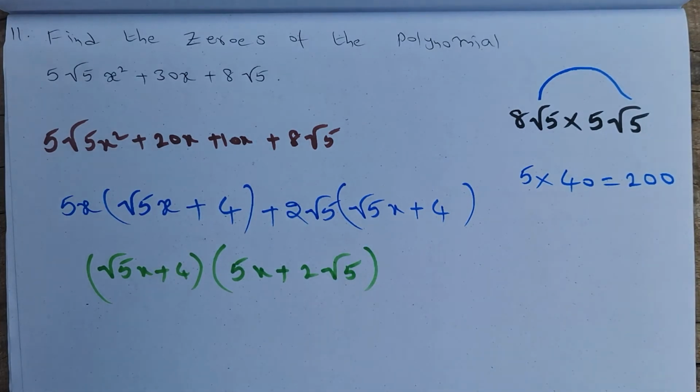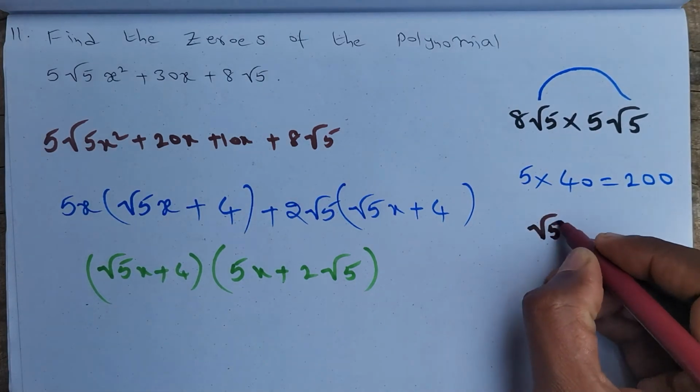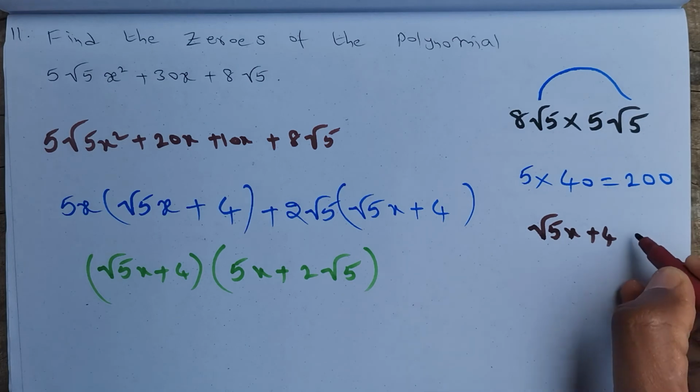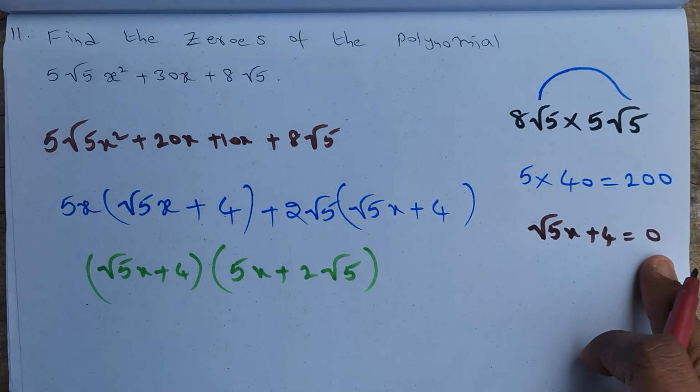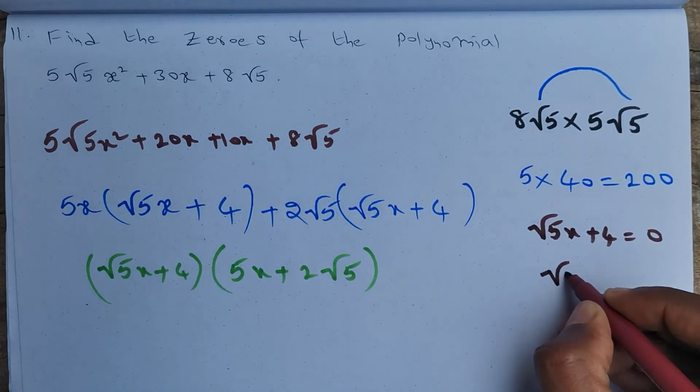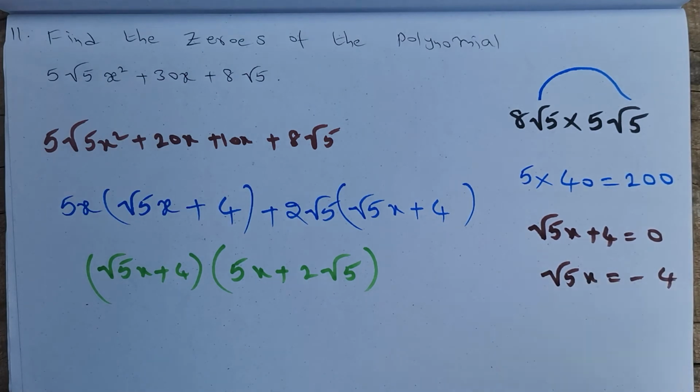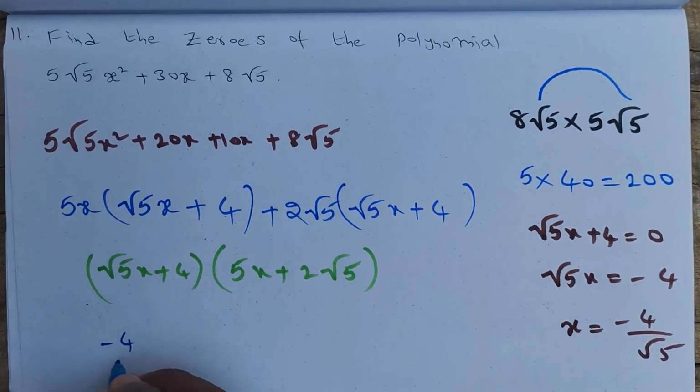Okay, now he is asking for the zeros of the polynomial. So that is very easy. Take the first factor and make it equal to 0. Root 5x plus 4 is equal to 0. Plus 4, if we take it to the other side, it will become minus 4. So root 5x is equal to minus 4. Root 5, if we take it to the other side, it will become division. x is equal to minus 4 by root 5. So one of the zeros is minus 4 by root 5.